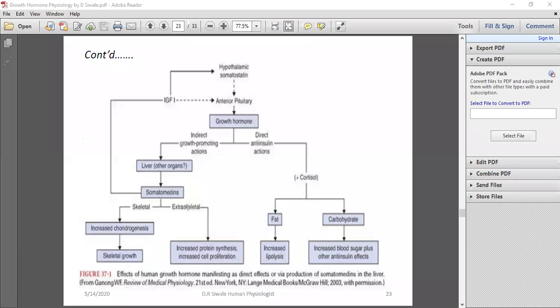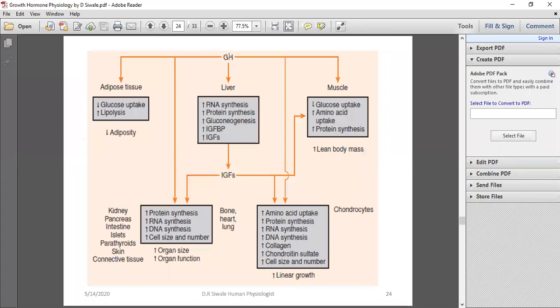It exists, though it's not really common. Okay, there's another diagram. It's one and the same thing. You can look at them in your own time, but they summarize the effects of growth hormone.